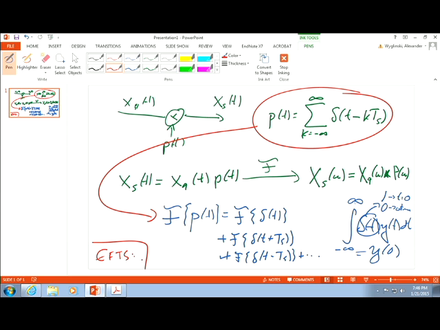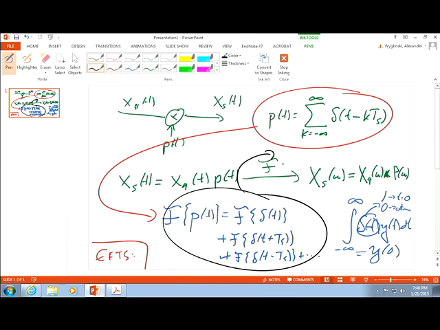Is essentially, oh, do I have more space? No, darn. What you end up getting if you do this operation is P of omega, and then you have 2 pi over TS, summation from k equals minus infinity to plus infinity, delta of omega minus k 2 pi over TS. And in fact, this we can rewrite as omega S, the sampling frequency.